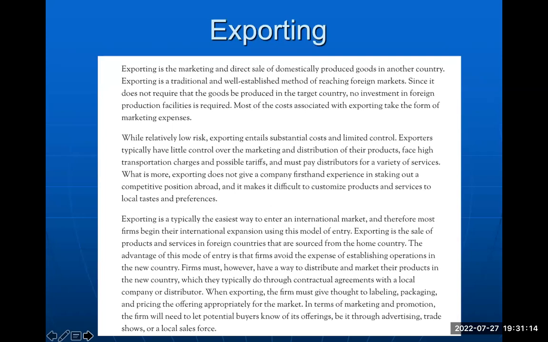So, exporting. I want you to look at this particular image, and I'm giving you about two minutes to read it and tell me what your understanding is of exporting being one way of how a business may go international.